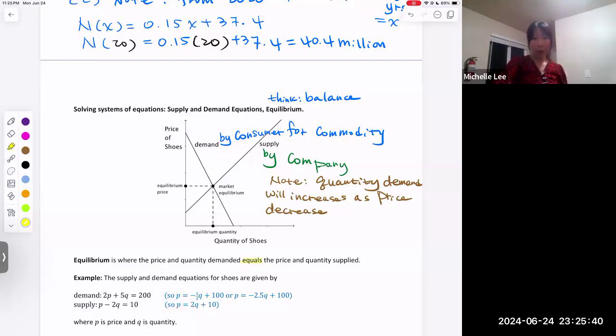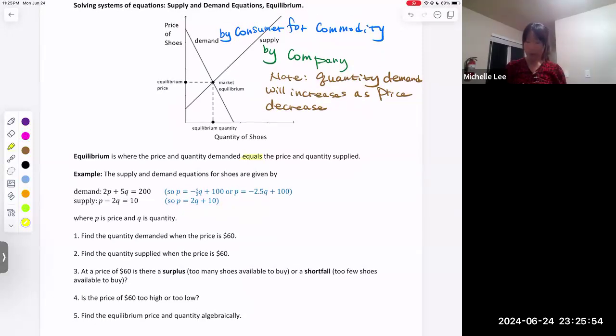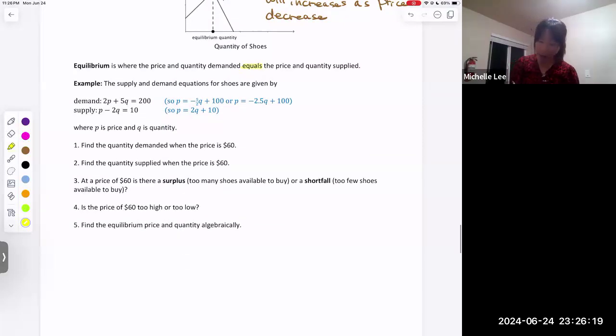Okay, so we have an example here. Supply and demand equations for shoes are given by demand this equation, supply this equation. So let's find out. P is the price, Q is the quantity. They're just using the first letter from price, P, and from quantity, Q, right? Okay, the first one, find the quantity demanded when the price is $60, not $660.